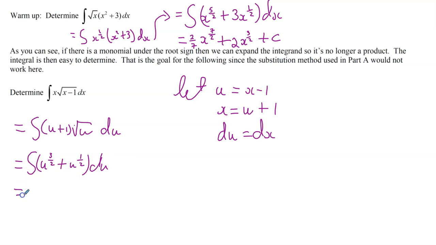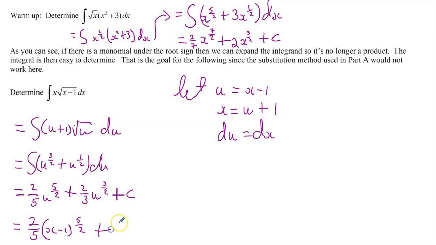du. So that's going to become 5 halves, so 2/5 u to the 5 halves. And that's going to become 3 halves, so plus 2/3 u to the 3 halves plus c. And you guessed it, it's not about u. So 2/5 x minus 1 to the 5 halves plus 2/3 times x minus 1 to the 3 halves plus c.